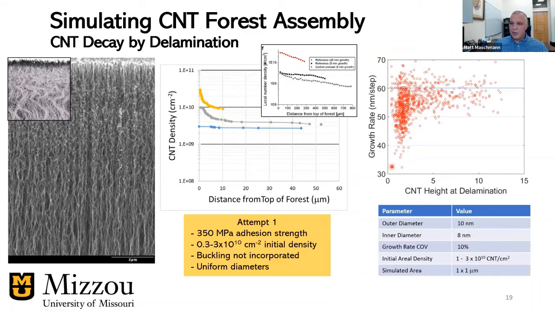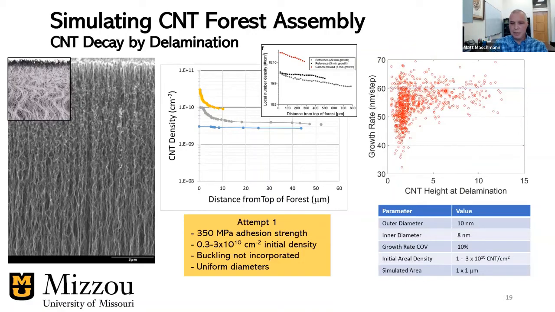Another thing that we're measuring here is the growth rate of carbon nanotubes as a function of height. What we're seeing is that the slowest growing carbon nanotubes, as you might expect, are delaminating first, leaving behind the more quickly growing carbon nanotubes within the population. This blue line here represents the population average, which is 60 nanometers per time step. So the slower growing nanotubes are being delaminated first, leaving the faster growing carbon nanotubes behind.